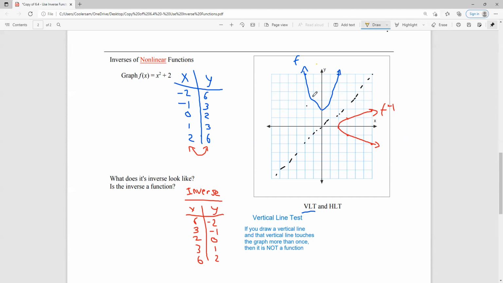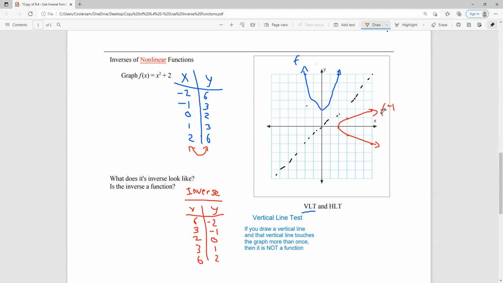Sweet. Let's test it out on this red one. If I drew this line, is this red graph a function? Well, no, because it intersects it more than once, here and here. Some people will say, oh, but Mr. Springle, couldn't I draw a line that only touches it once right there? Yes, you could, but the test says, can you draw a line in which it'll touch it in more than one place? And if you're able to, then that means the relation is not a function.